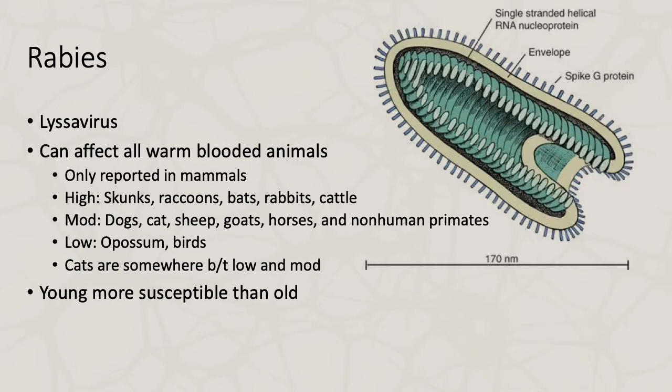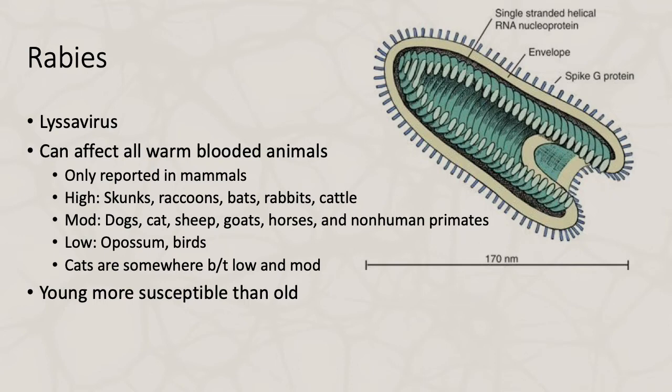Next, we'll talk about rabies. The rabies virus is the prototype of the genus Lyssavirus in the family Rhabdoviridae. The agents are enveloped, bullet-shaped RNA viruses, and it can affect all warm-blooded animals, but it's only been reported in mammals.